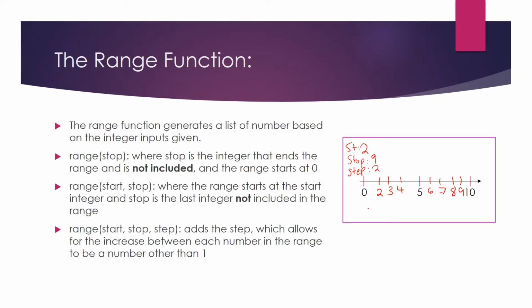So the result would be 2, 4, 6, 8, right? Because this would be if I did range(2, 9, 2). I'm going to start at 2, going to go up until 9, but not including 9, so I'd stop at 8. So that right there, start at 2, and then I'm going to jump by 2 between each number. So I'm going to go 2, 4, 6, 8.